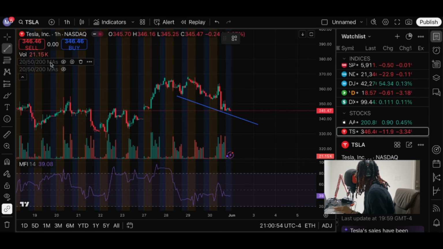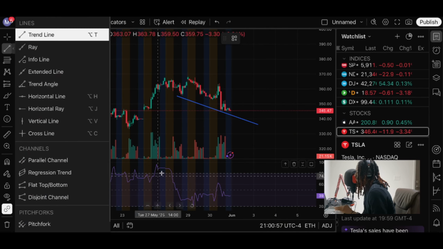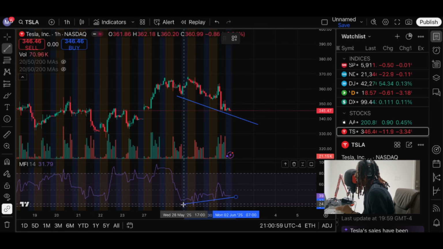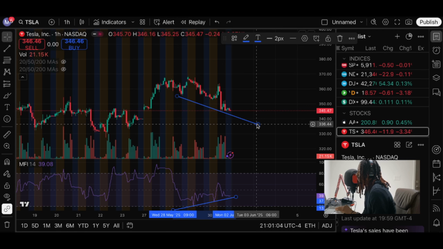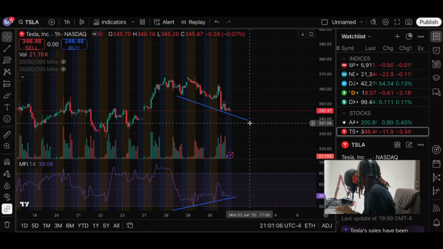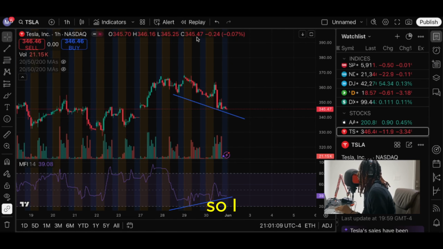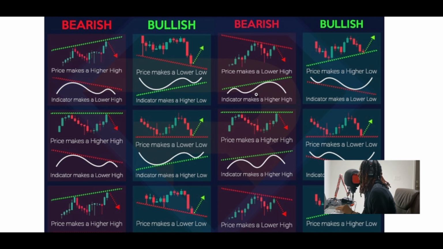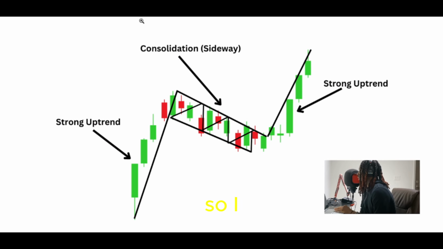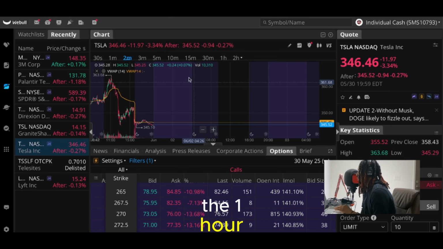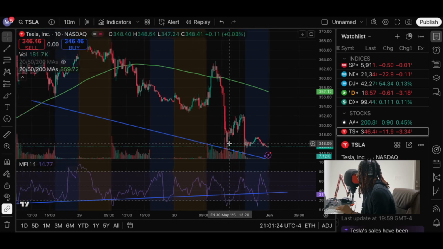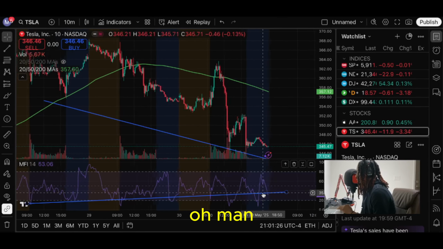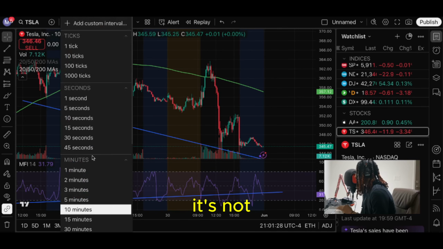So boom. And boom. So I see some bullish divergence on the 1 hour. I see some strong bullish divergence on the 1 hour. You can see it here. Oh man, that's not good.